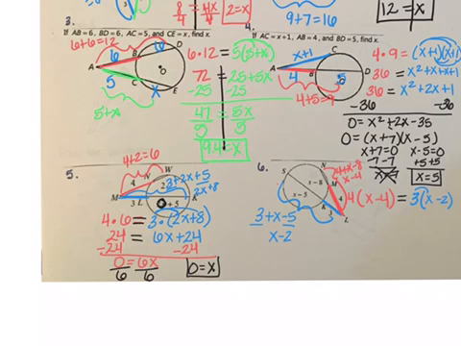Distribute the 3. 3 times x is 3x. 3 times negative 2 is negative 6. And this equals 4 times x, which is 4x. 4 times negative 4 is negative 16. And now we're going to try to combine like terms. So I'm going to draw the line down the equal sign. We want to get x's on one side and constants on the other. I'm going to subtract 3x on both sides to get it over here with the 4x.